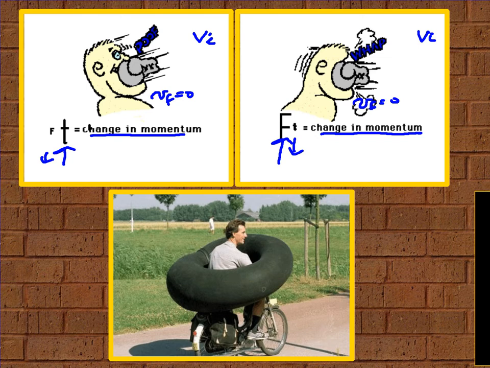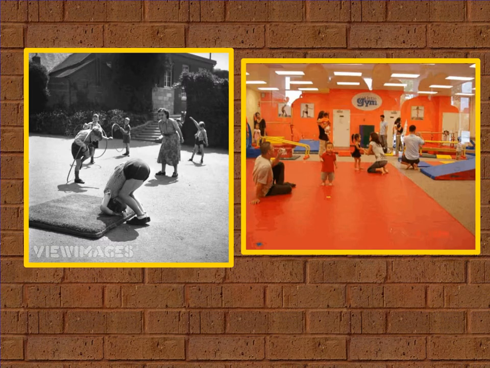Now this guy, I don't know if he's trying to increase his time and therefore decrease the force if he should fall, or just guarantee he's going to fall. But that tire right there will definitely increase his impact time should he fall over. Playgrounds have always put down padding so that when little ones fall, we're increasing the time and decreasing the force so the little ones are safe.